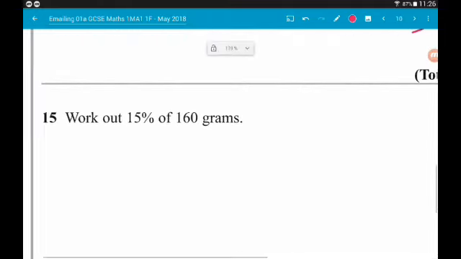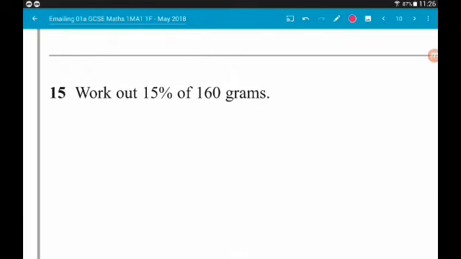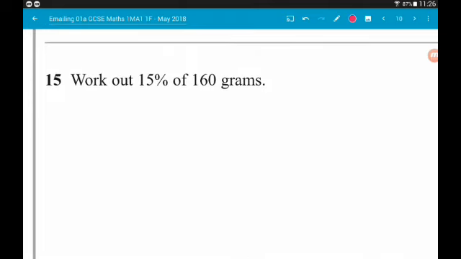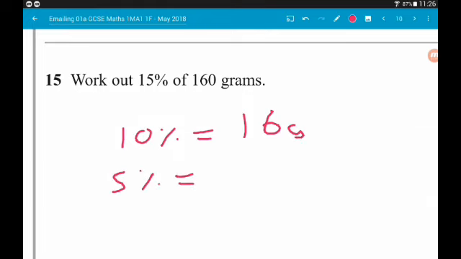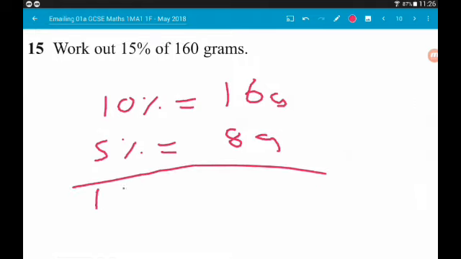Question 15 wants us to work out 15% of 160 grams. So 10% would be 16 grams. 5% is half of 10%. So half of 16 is 8 grams. Add those together, 15% is 24 grams. Cool.